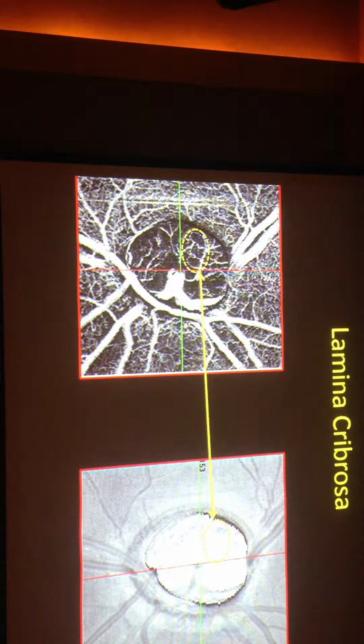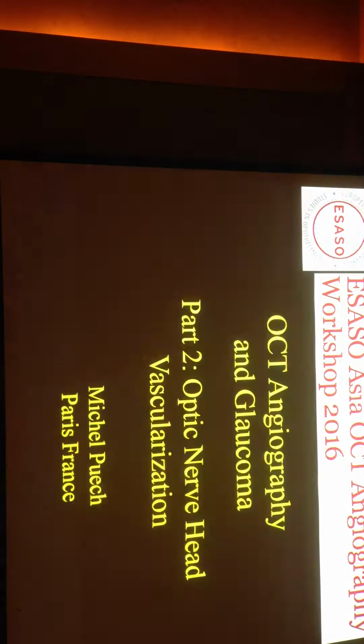And so in case of enlarged pores, we can observe the vessels surrounding the pores. And so we probably have a direct relationship between the nerve fibers passing through the pores of the lamina cribrosa and these little vessels probably nourishing these fibers. So probably that will be a fascinating domain to pursue, this observation of the lamina cribrosa.